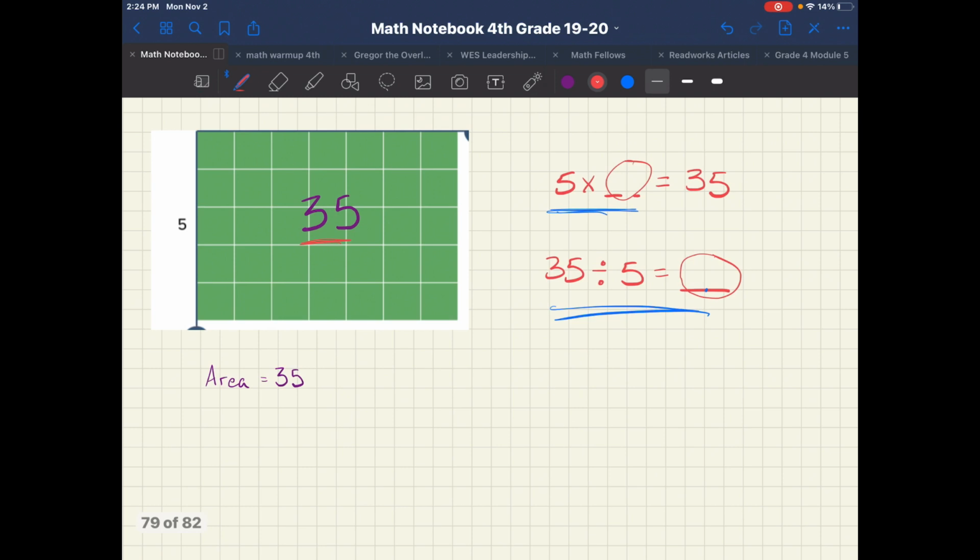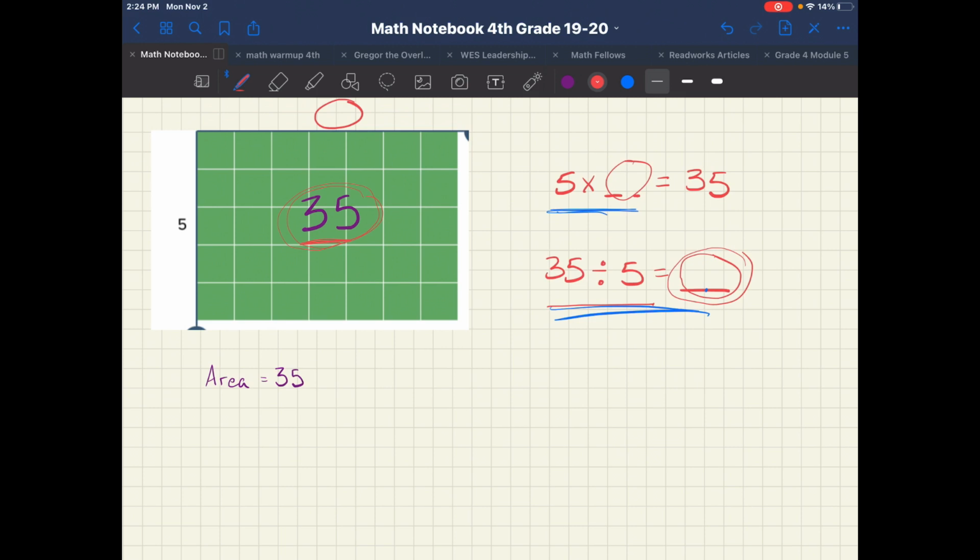Then we moved on to an actual division problem. We still have a rectangle. We know that there are 35 squares. I'm telling you there's 35 squares. So how big is the long side of this rectangle? So that's the division problem. 35 divided by 5 equals what?